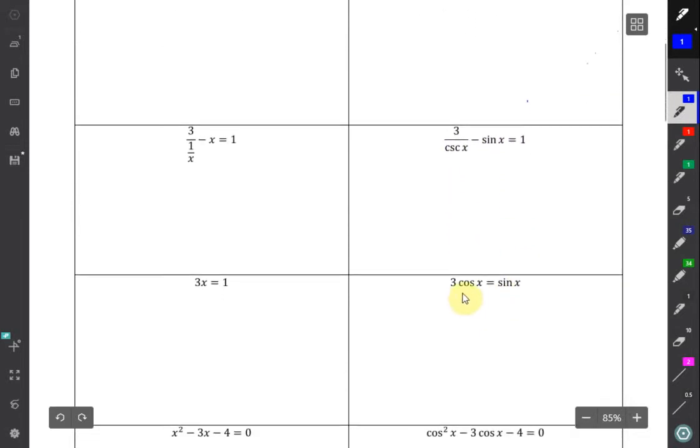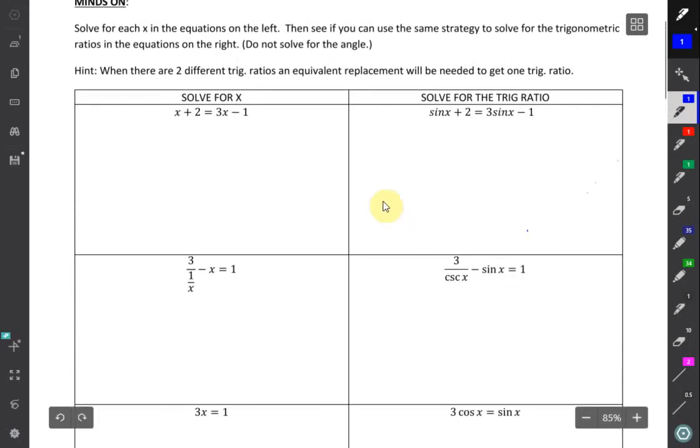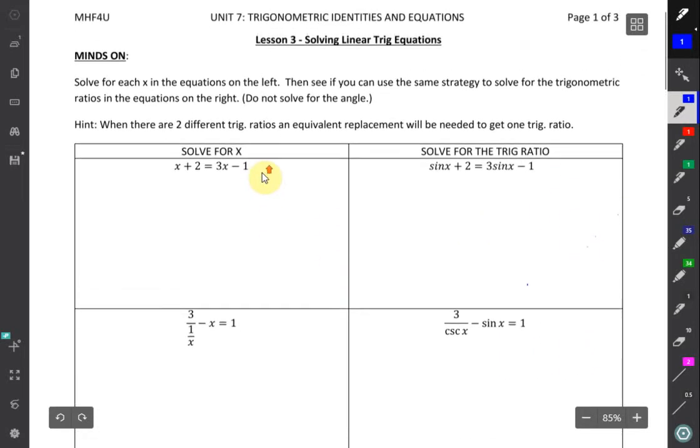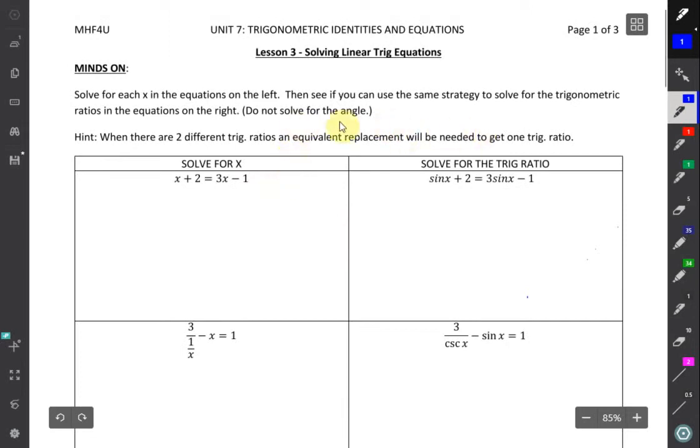Similarly here, there's something you're going to need to do, and I'll let you think about that, with the sine x and the cos x in order to get one single trig function that you can isolate. So I suggest that you go and solve these linear equations and then see if you can apply those strategies to solving these trig equations, then come back and check and see how you did. And remember not to solve then for x with the trig ratios. At this point in time, all I would like you to do is just solve or isolate the trig ratios themselves.